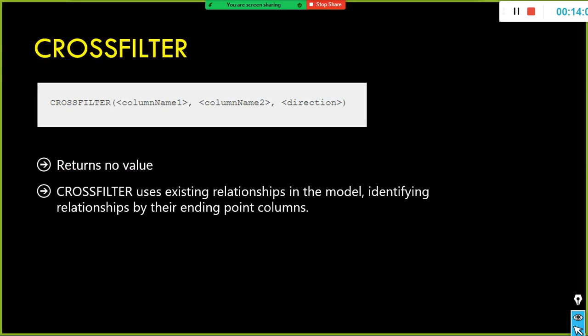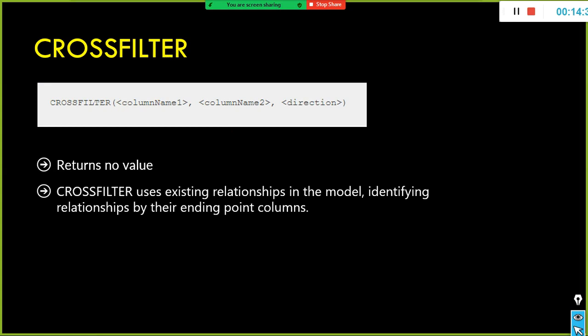The next one is CROSSFILTER. I have explained CROSSFILTER several times. The CROSSFILTER function doesn't return any value. It helps us to enable an inactive relationship as active for the duration of the calculation of your measure. And programmatically, using CROSSFILTER, you can enable the bidirectional relationship.